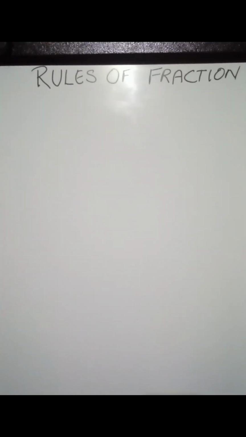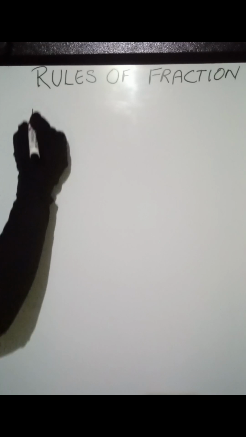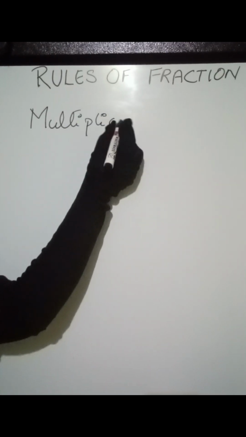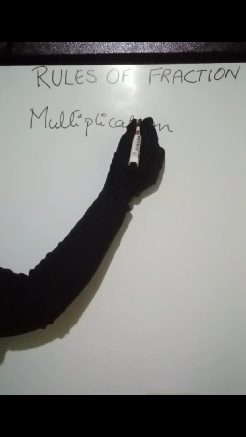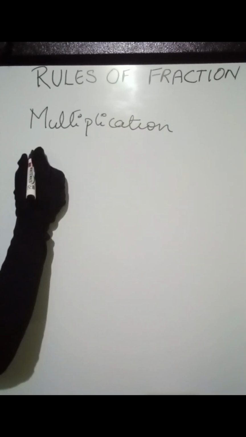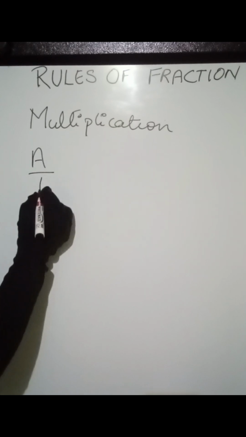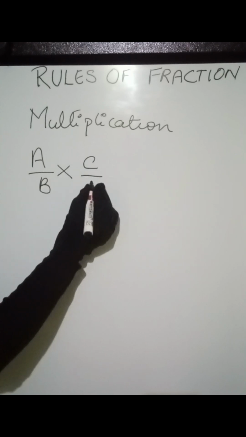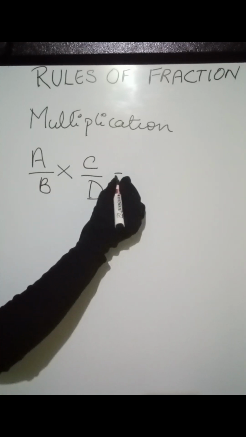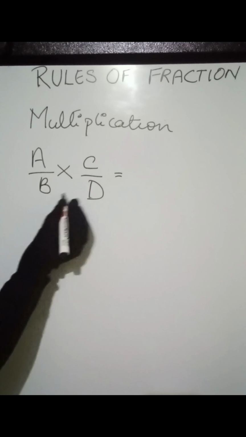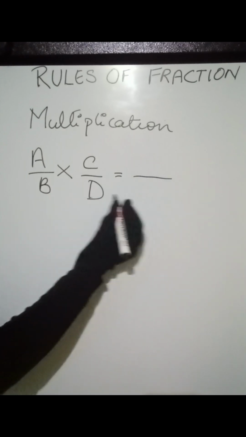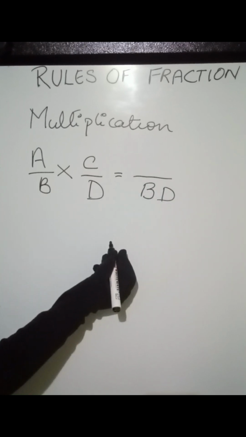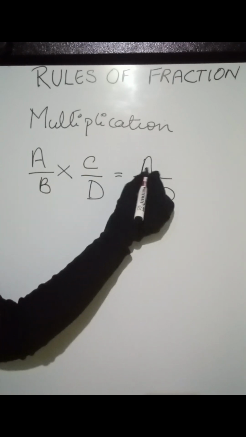Alright. How to do multiplication in fractions? When you have A by B into C by D, then you can straightaway multiply the numerators as well as the denominators: B into D, BD, and the numerator A into C, AC.